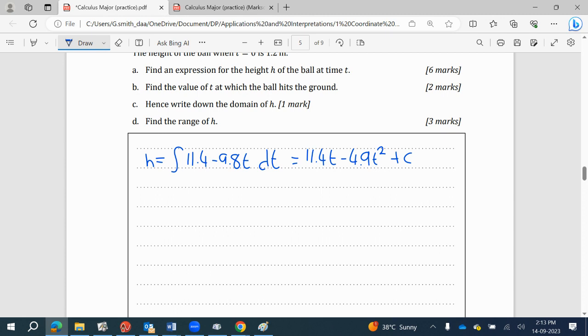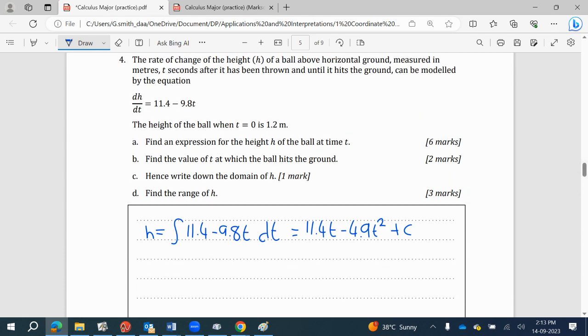What we need to do next is find an expression for the height. We don't have the c value yet, so we can find the c value using this point here. We know that it goes through 0, 1.2. That's a coordinate. So putting these in, we get 1.2 is equal to 11.4t minus 4.9t squared. Sorry, I need to put my t's in. Our t value is 0. Nice, let's put those in, plus c, which is easy. It means that c is 1.2.